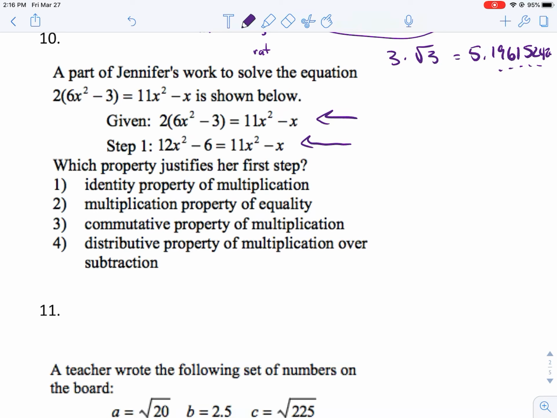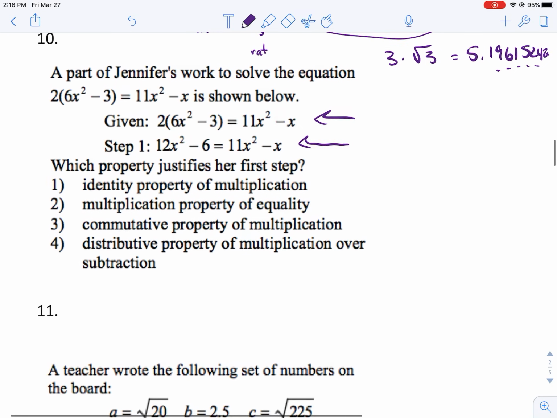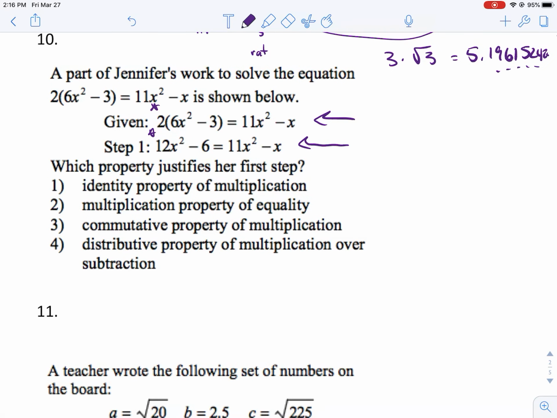Let's just take a look, before we start reading all those and scaring ourselves, at what happened between the given and step 1. So take a look. What looks different between the given and step 1? Well, over here on the right, everything stayed the same. We're looking over here on the left. And what it looks like is they took that 2 and they multiplied it across that expression.